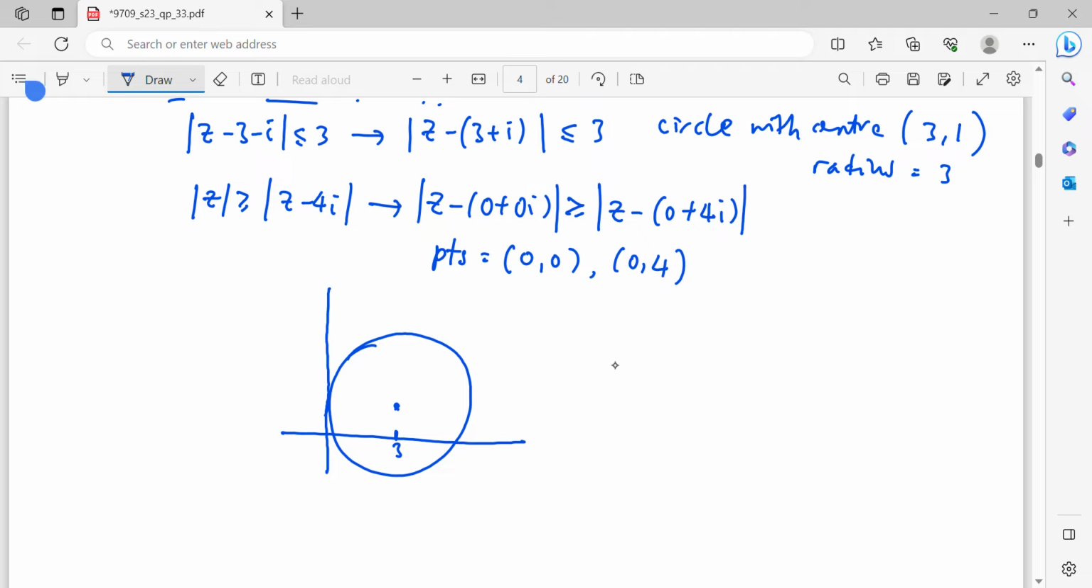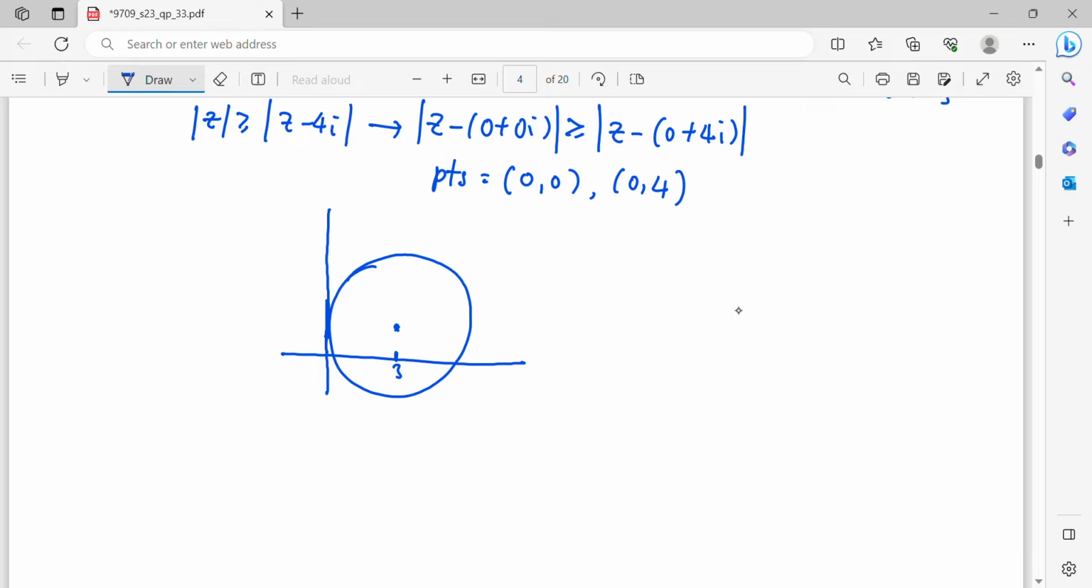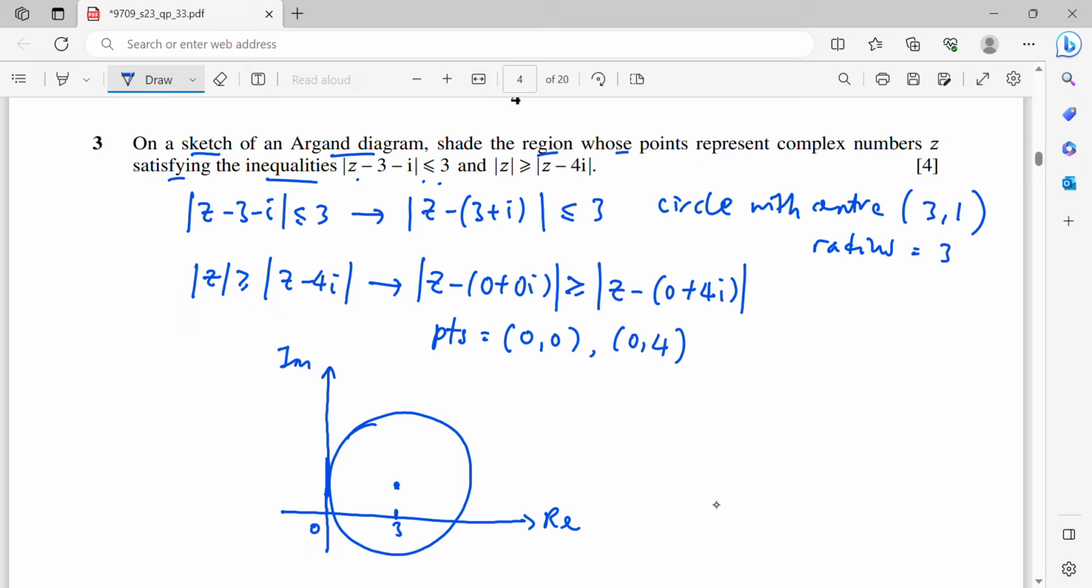Okay, so when you draw the Argand diagram, we do not label x and y, but we label the imaginary axis and real axis. So here is going to be 0. Then since the radius is 3, I know that here is 1. The highest point here is going to be 4 because the radius is 3, then this point is going to be -2. Alright, so this is my circle.